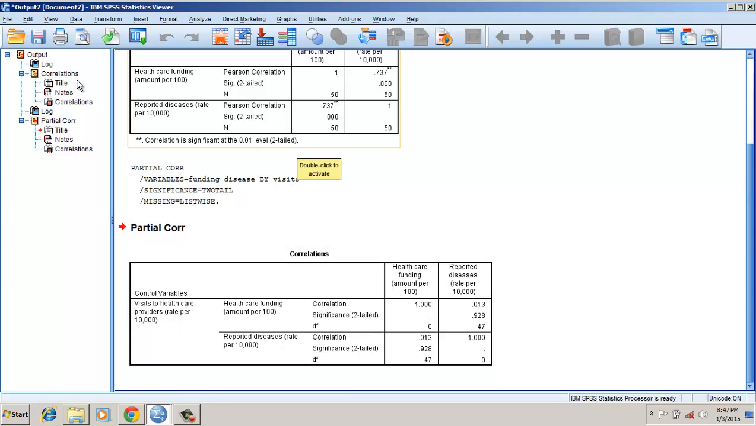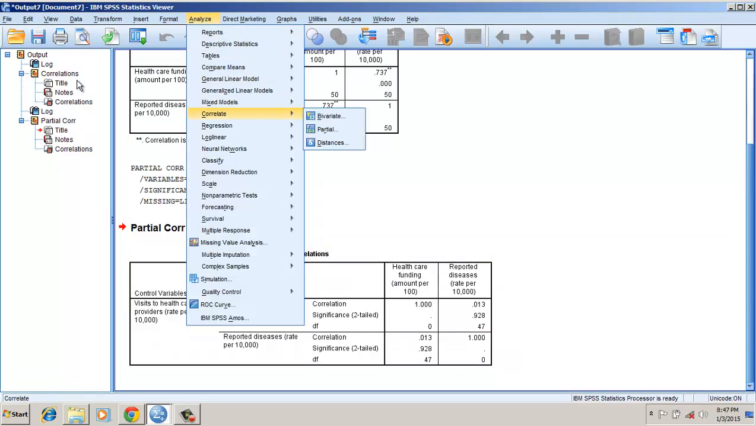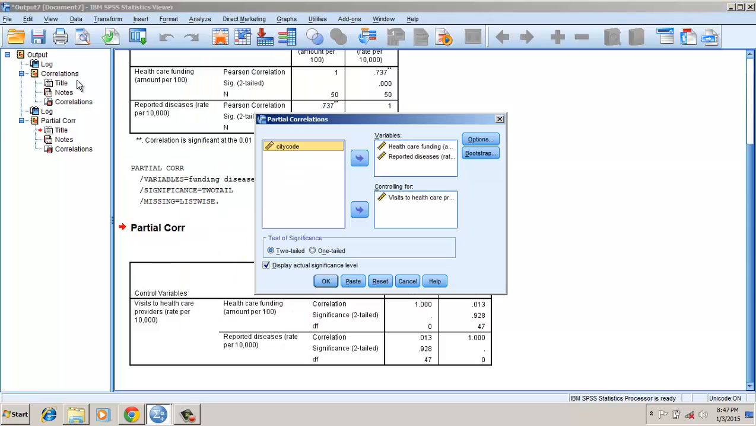And this variable correlates with the healthcare funding, the visits to the healthcare provider, and that was related to the reported diseases, and because of that there was a spurious relationship. This was investigated by the partial correlation, and now in this case funding is not related to reported diseases. We can also check it again with another option in the partial correlation.